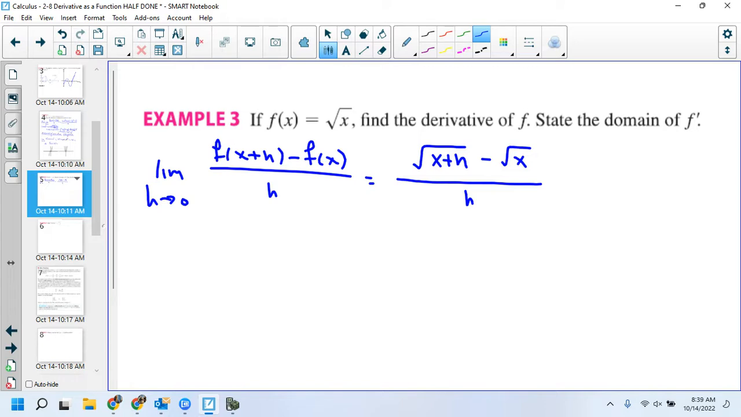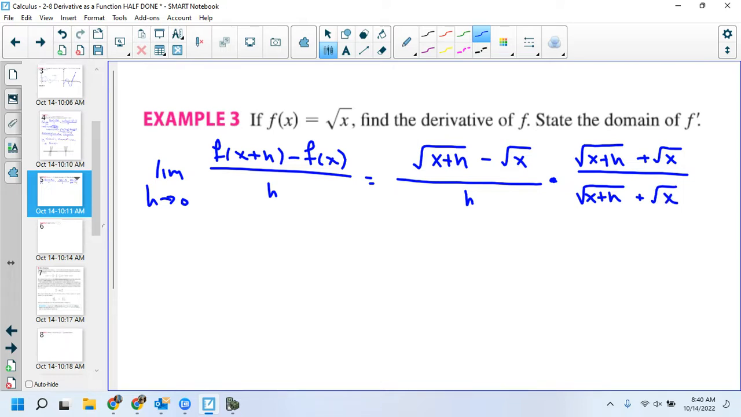Now, is there some way to get h out of the denominator by itself, or to try to reduce this down so that h is not alone in the denominator? We know a method. What do I want to do? Multiply by the conjugate, right? Multiply by radical x plus h plus radical x over radical x plus h plus radical x.